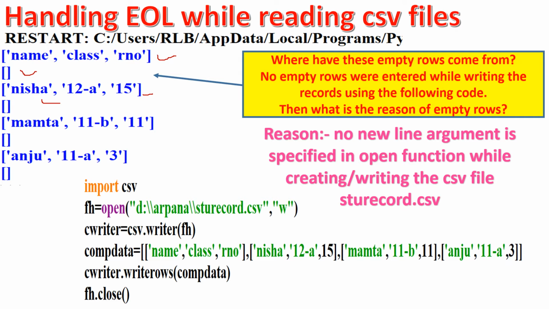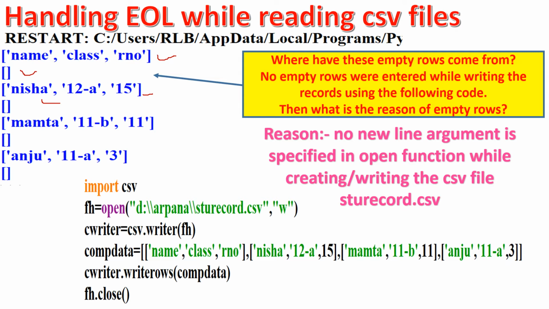So no empty rows were entered when the file was created, when the records were written in the file. The main reason is that the newline argument is not specified in the open function. So if you write using this code, writing you have already studied.